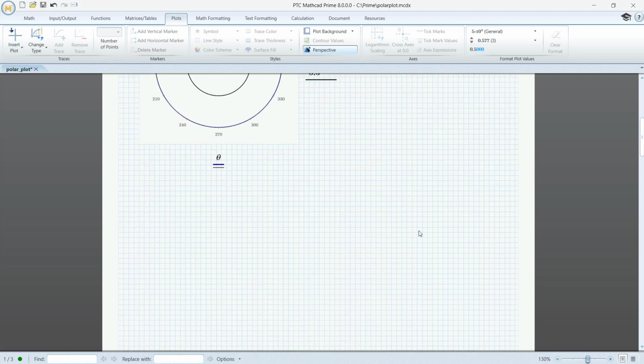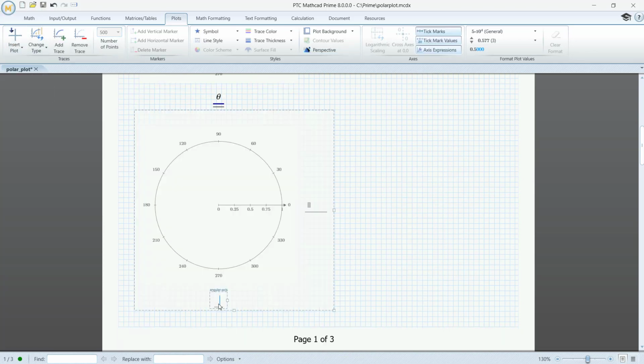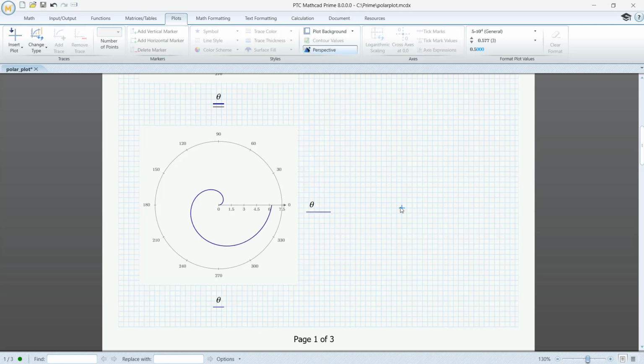Let's take another simple example. Insert a plot, theta along the angular axis, and also theta at the radial axis. We have a spiral. To see that the spiral is the correct plot, let's draw some circles.